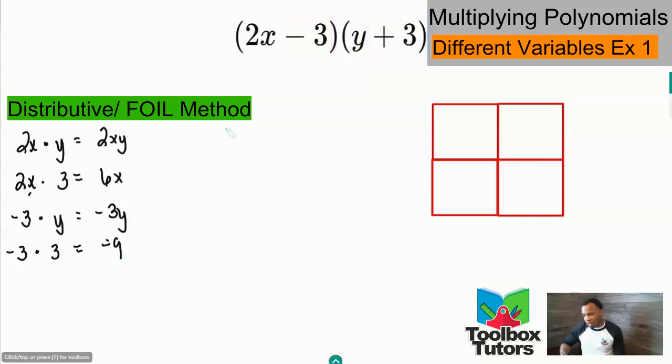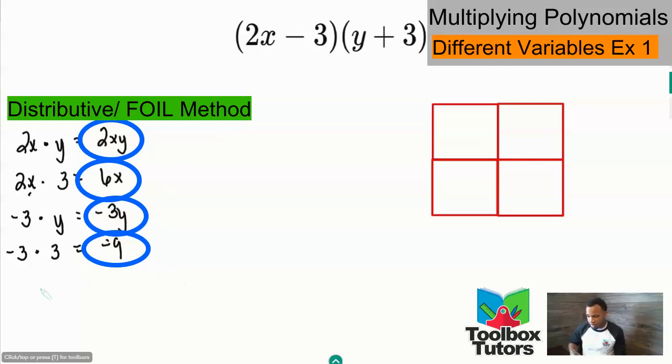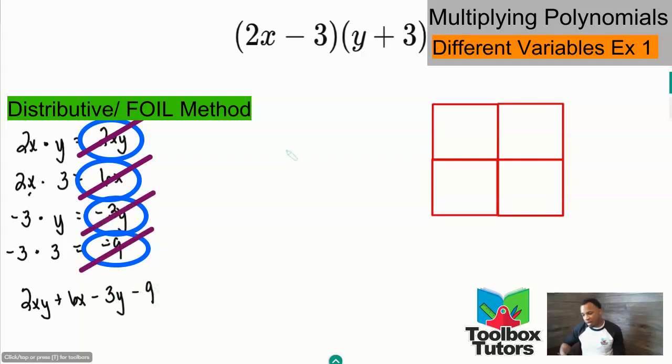So now that we have these four terms, we want to identify if there are any like terms to see if we can combine anything and simplify it even more. Looking at these four terms, none of these are like terms. So what we'll do is just bring these terms down one at a time, and this will be our answer. So we have 2xy plus 6x minus 3y minus 9 as your final answer. So that's using the distributive or the FOIL method.